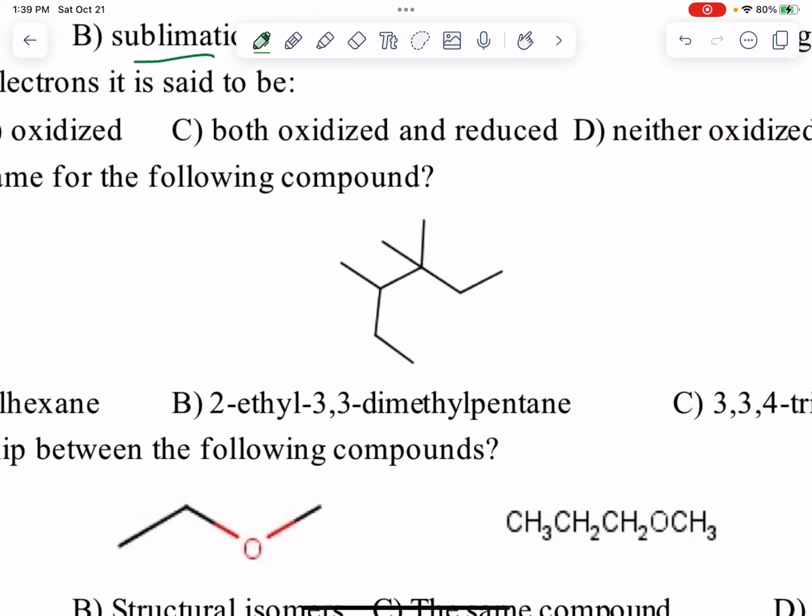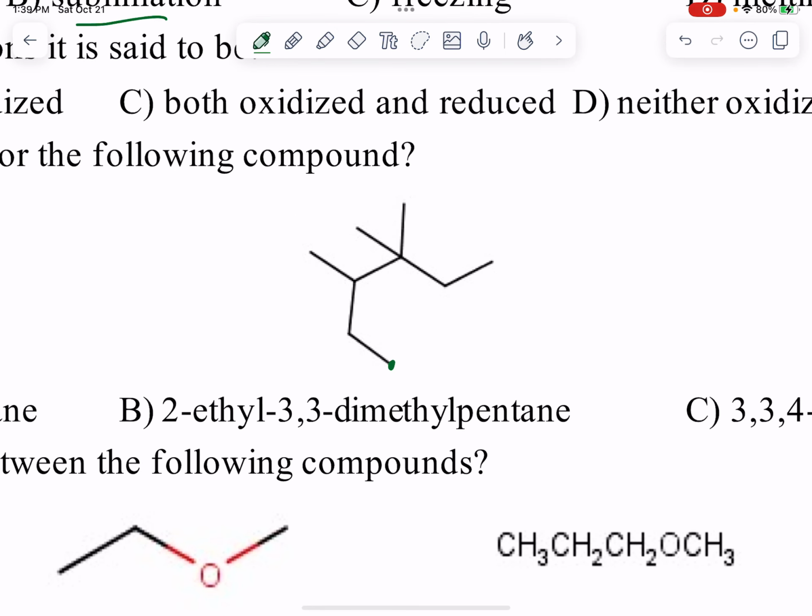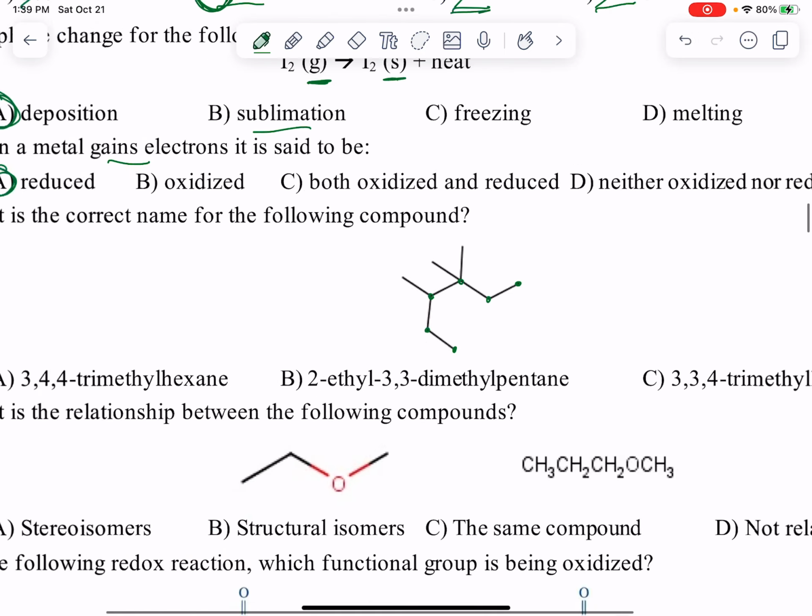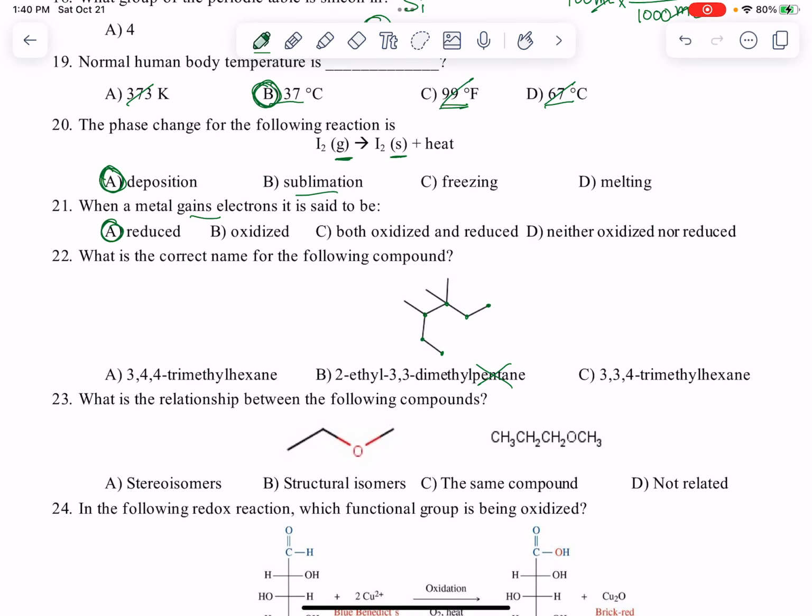What is the correct name for the following? We can count our carbons, 1, 2, 3, 4, 5, 6 in our longest chain. So it's not the pentane, it's the hexane. You'll notice that both of the remaining answers have the 3 methyl groups, trimethyl, so it's just which numbering system. Do I number from this side or from that side? We want to number from the side that gives us the lowest set, and 334 is smaller than 344, and so the correct answer there is C.